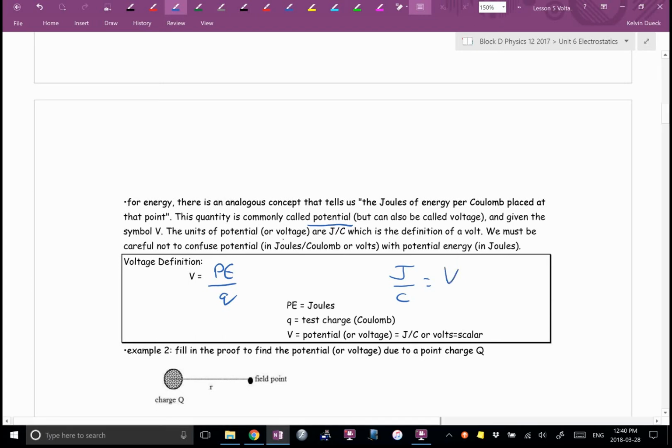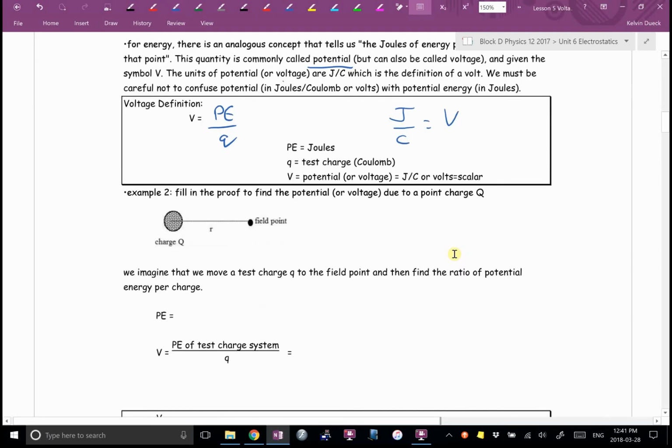Okay? So a volt, as you've already noticed, like newtons is actually kilogram meters per second squared. A lot of our units we can break up into smaller ones. Joules was actually newton meters because it was force times distance. Power is measured in watts, which was a joule per second. Volts is a joule per coulomb.